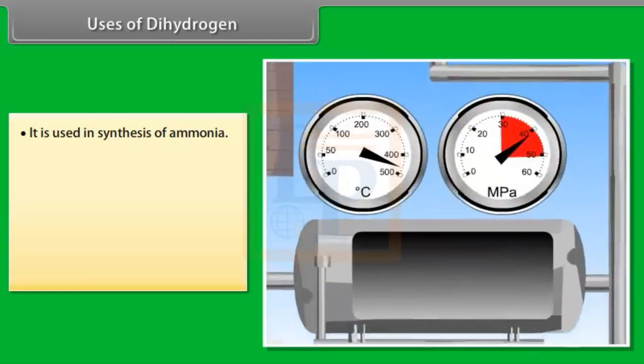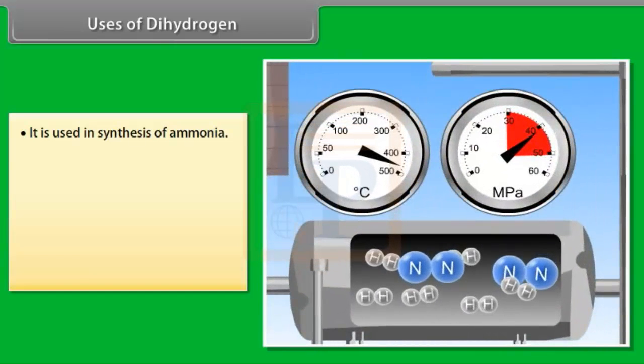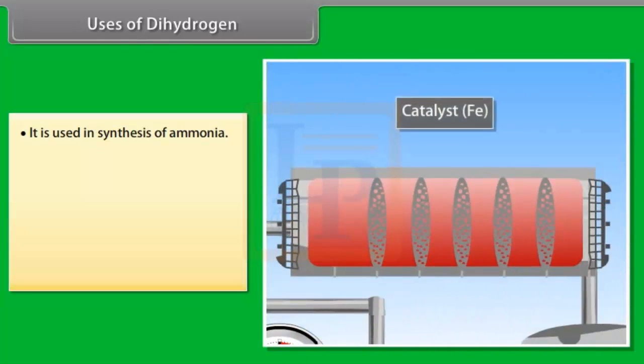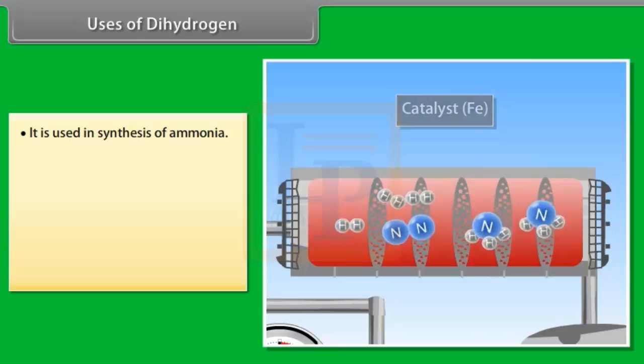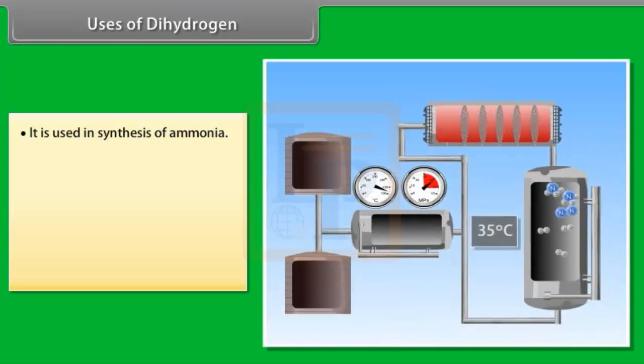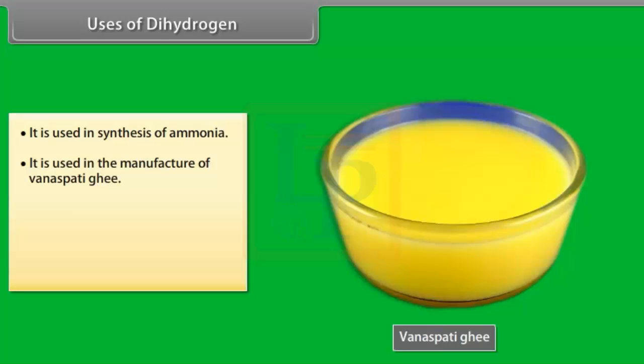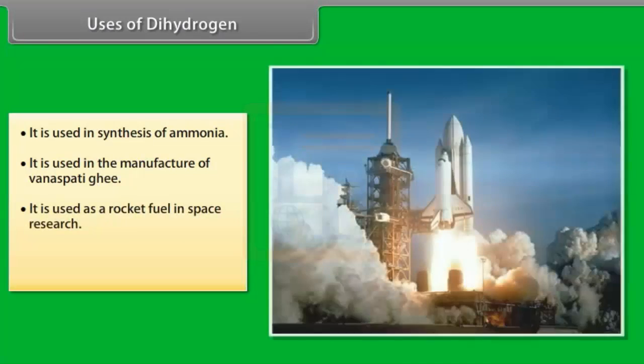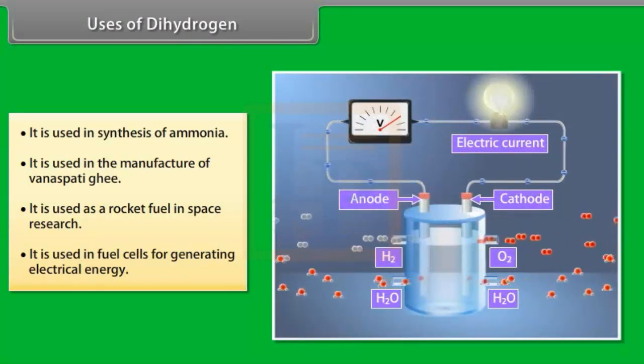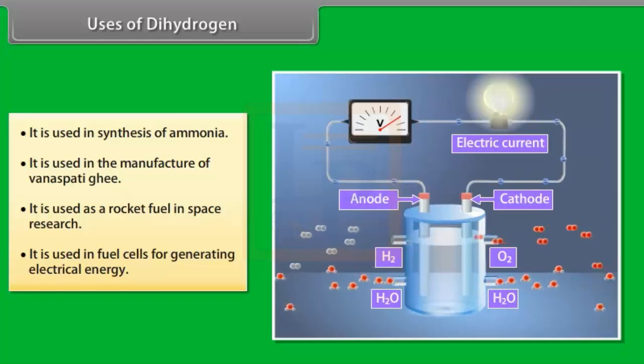Nitrogen and hydrogen are passed to a heater, where they are heated up to a certain temperature. After that, they are compressed and then passed to a heater, where the reaction takes place. After that, the mixture is passed to a waste heat boiler, from which ammonia is cooled and then stored, and nitrogen and hydrogen are recycled. It is used in the manufacture of vanaspati ghee. It is used as a rocket fuel in space research. It is used in fuel cells for generating electrical energy.